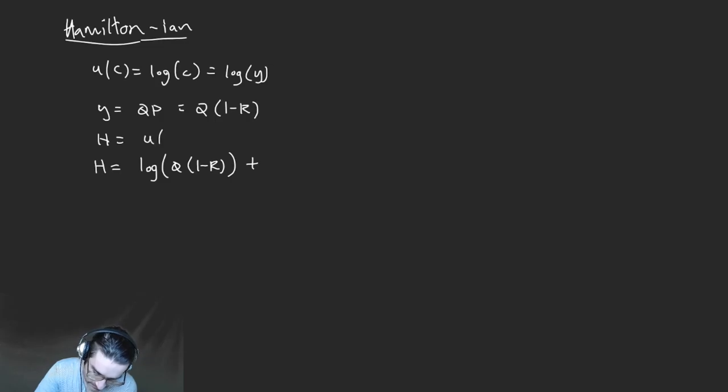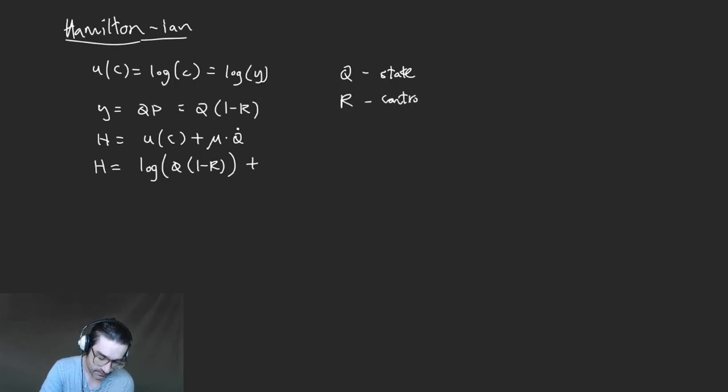The thing that we start with is U of C plus mu times Q dot. Okay, right, so Q is our state variable. Okay, I guess I also didn't mention that. Q is our state and R is our control. So it's like before, except instead of N being our state variable, Q is our state variable. Okay. Otherwise it's similar.